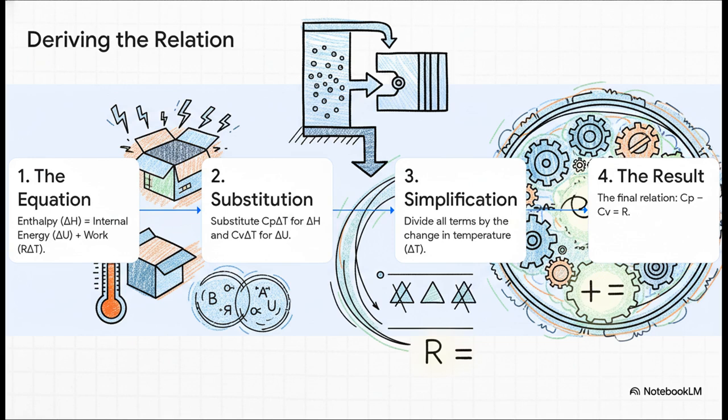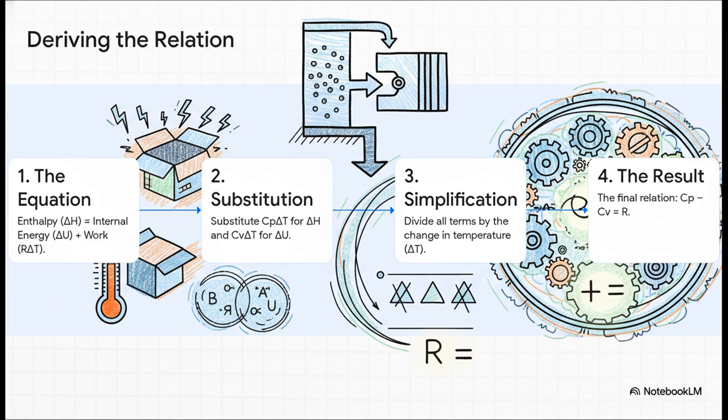We're just starting with that basic principle we already talked about. The total heat added, which is our CP term, has to equal the heat that actually raises the temperature, our CV term, plus the energy used to do work. And for an ideal gas, that work term just so happens to be directly tied to the universal gas constant, which we call R. So you do a little bit of algebraic magic, you cancel some things out, and you end up with this stunningly simple result: CP equals CV plus R, or CP minus CV equals R.